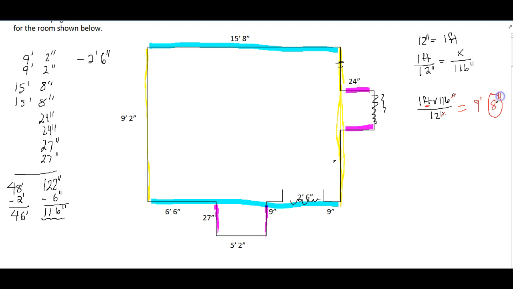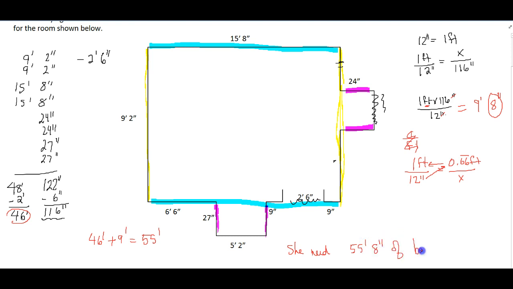And what I'll show you is how that works. I have 1 foot to 12 inches, and here I have 0.66 repeating, and I want to know how many inches that is. And so I take the 12 multiplied by the 0.66, and then I would divide it by the 1 foot. So I know now that I have 46 feet, and then I have 9 feet and 8 inches. So I add that all together. 46 feet plus 9 feet gives me 55 feet. So the perimeter, or the baseboard, she needs 55 feet 8 inches of baseboard.